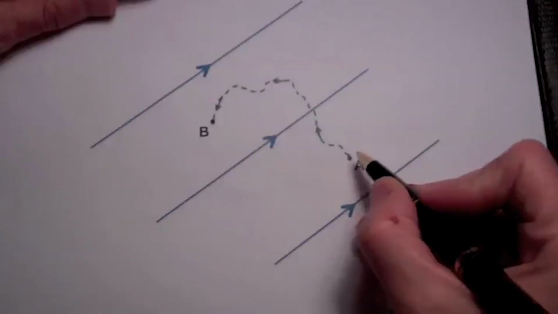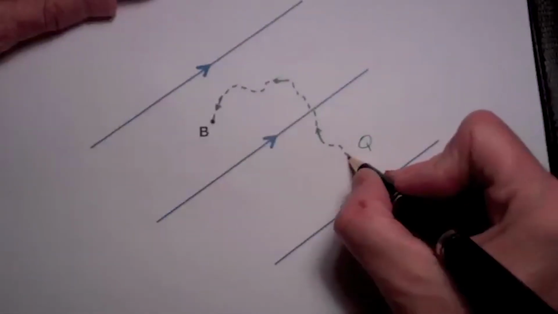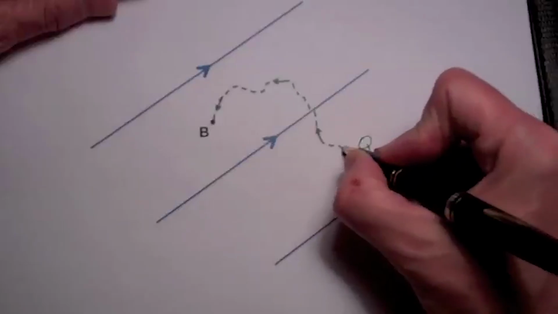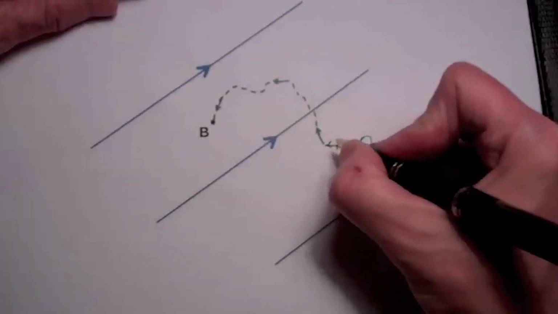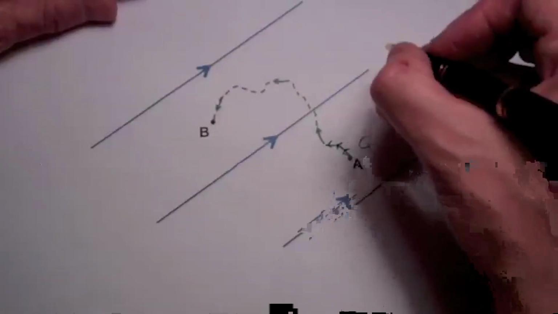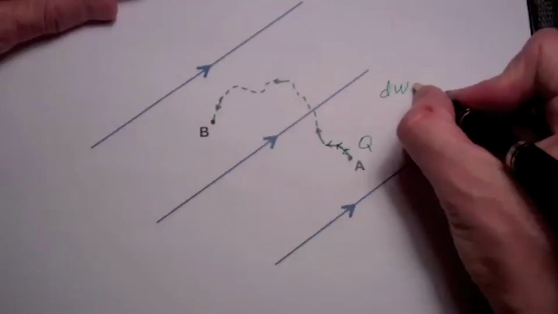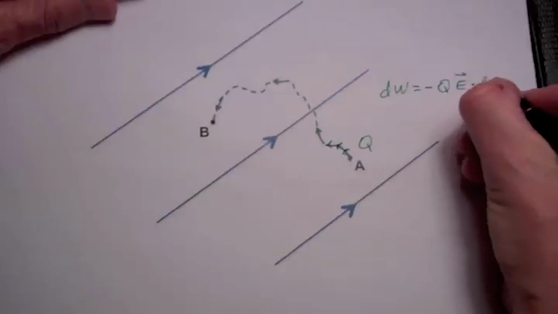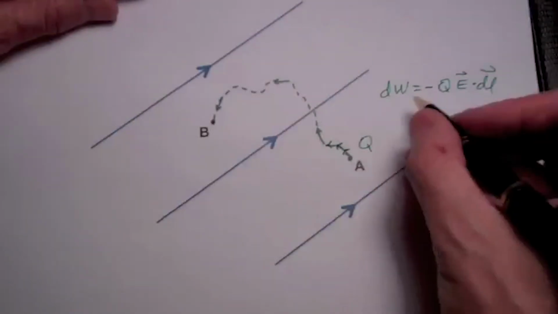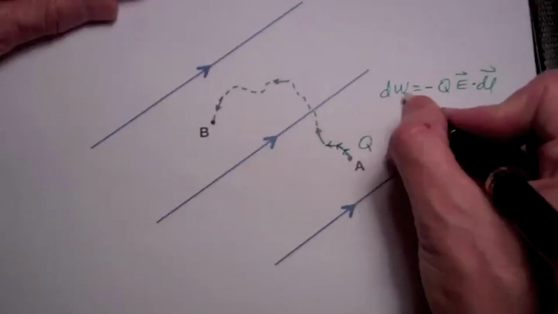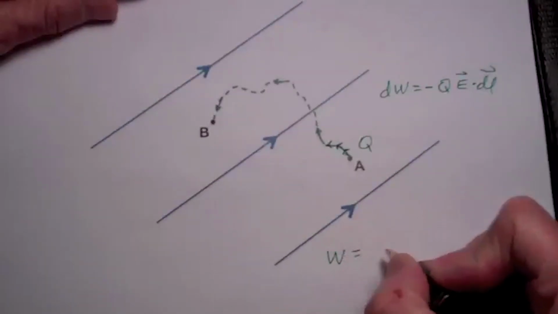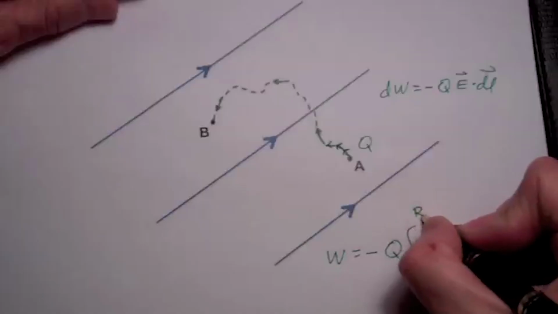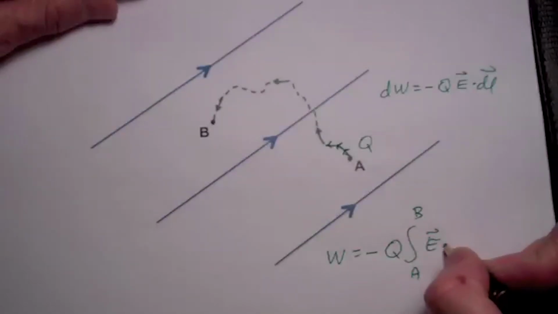So now let's take our charge Q and move it from position A to position B along the path shown. So we can think of this movement as a combination of all these little dL movements. And we know for each individual movement dL, the work that's being done is minus Q E dot dL. So the work to go from A to B would be the sum of all these differential works, dW, or the work is minus Q times the integral from our initial position A to our final position B of E dot dL.